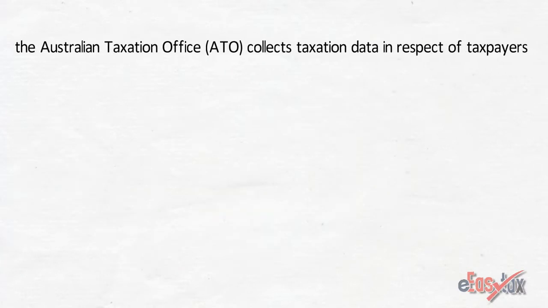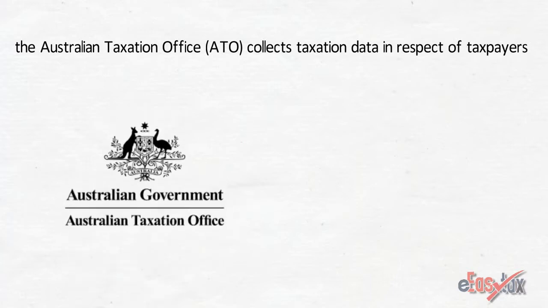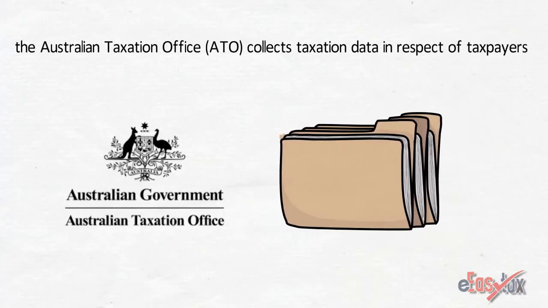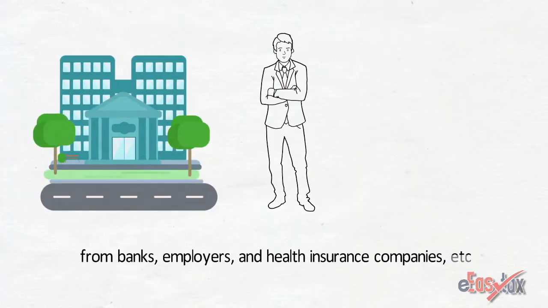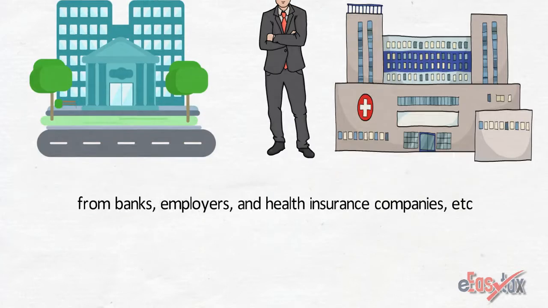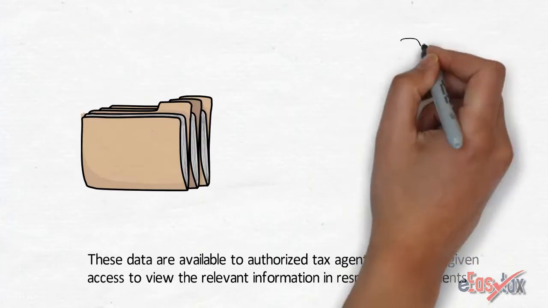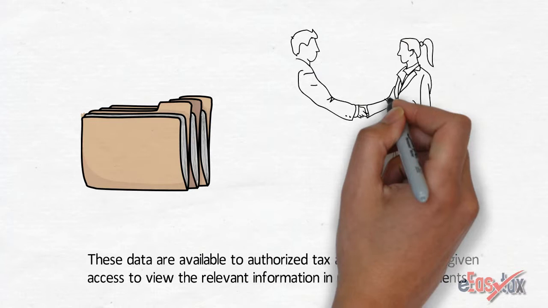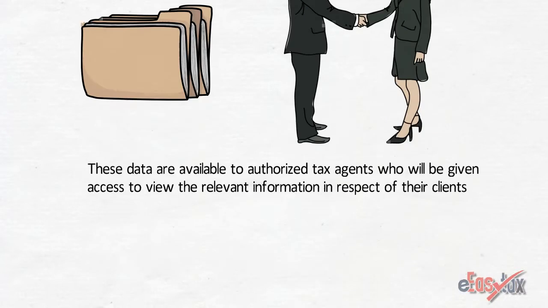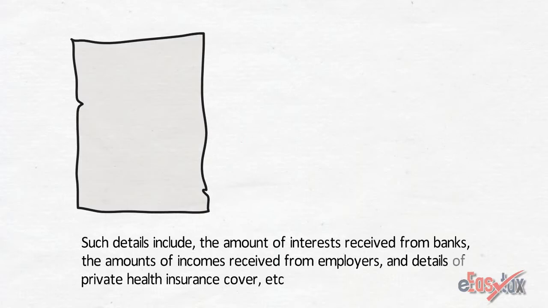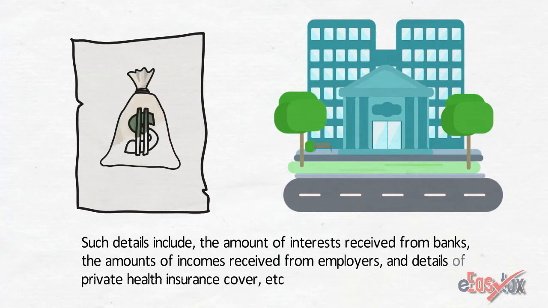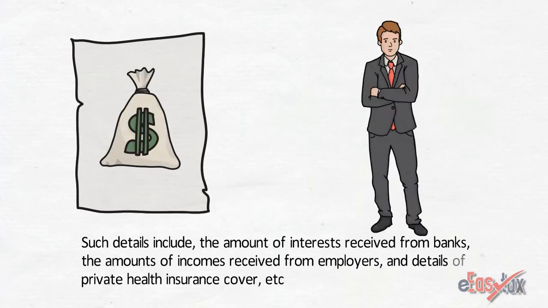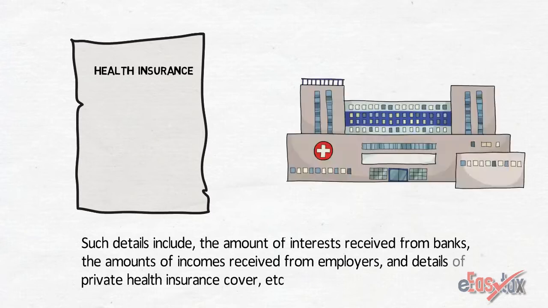Regarding item 1 above, the Australian Taxation Office, or the ATO, collects taxation data in respect of taxpayers from banks, employers, and health insurance companies, etc. These data are available to authorized tax agents, who will be given access to view the relevant information in respect of their clients. Such details include the amount of interests received from banks, the amounts of incomes received from employers, and details of private health insurance cover, etc.